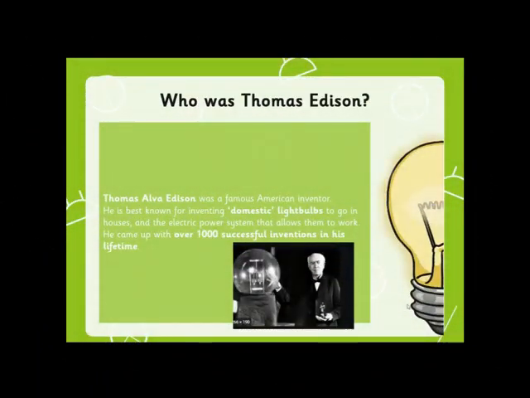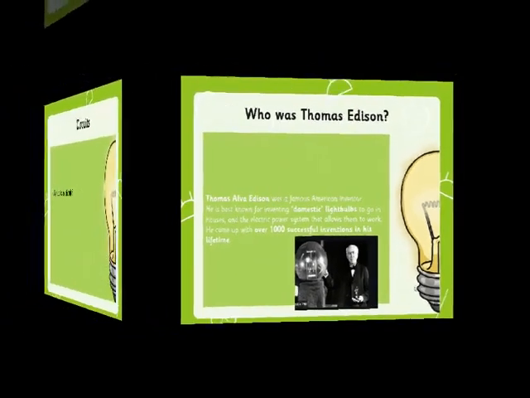The next question was, who was Thomas Edison? Well, Thomas Alva Edison was a famous American inventor, and he was famous for the domestic light bulb. So the light bulb that we use at home, he was the first person to invent it. He also came up with over 1,000 successful inventions in his lifetime. To learn more about him, why don't you research and look it up on Google?